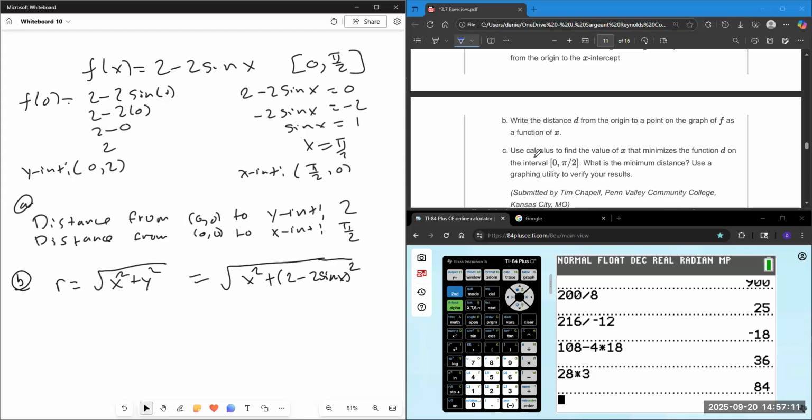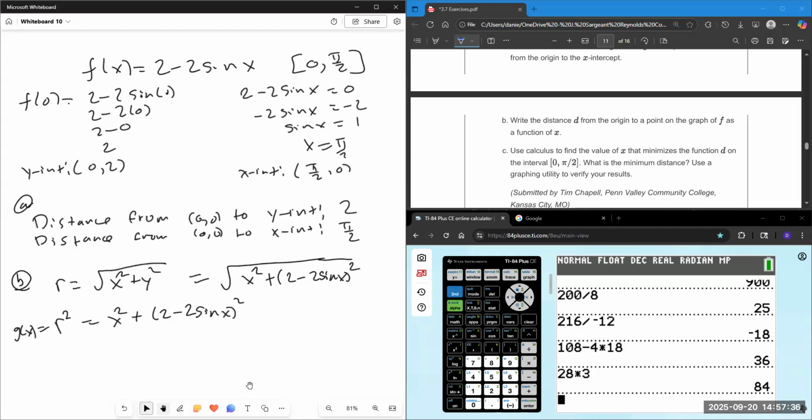Use calculus to find the value x that minimizes the function. Okay, so we're going to square both sides. If r is a minimum, r squared will be a minimum. I've done this quite a bit in this section. I think that you should be okay with that idea now.